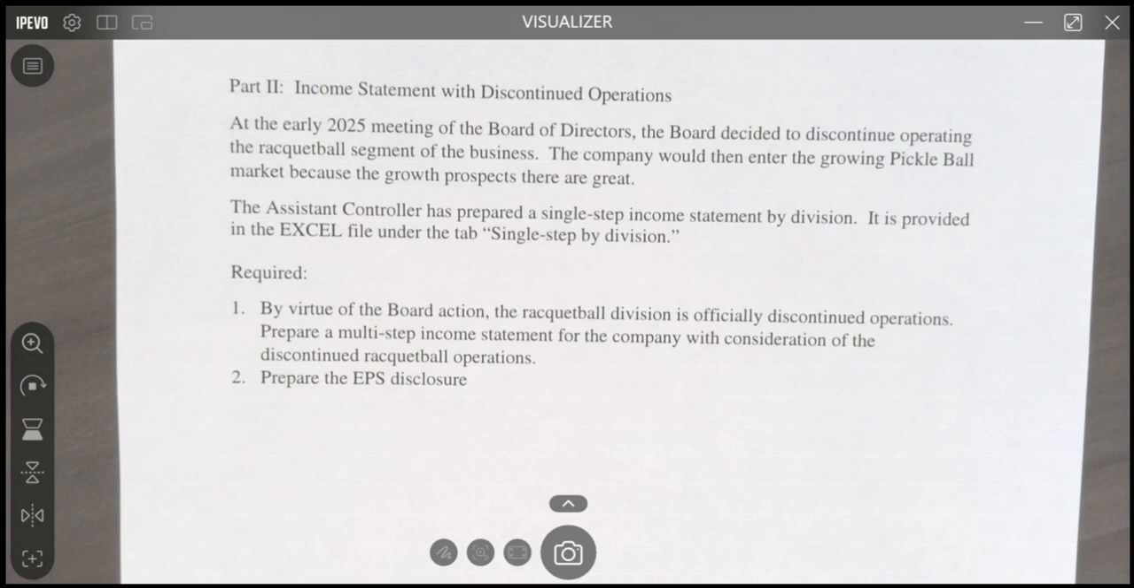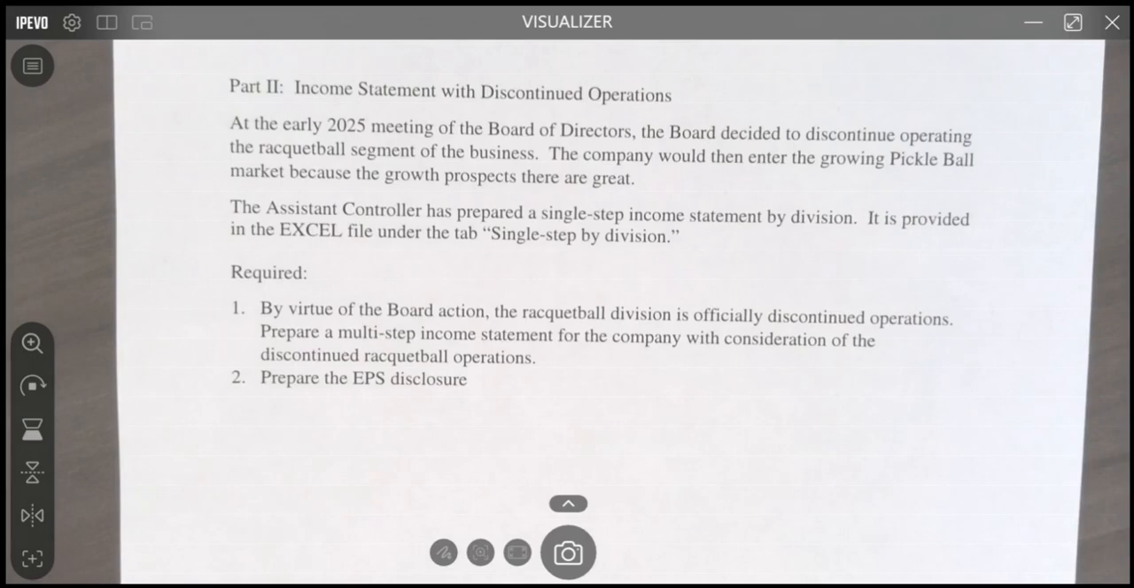At that early January 3, 2025 meeting, the board decided to discontinue operating the racquetball segment of the business. The company would instead deploy resources and enter the growing pickleball market because the growth prospects are great. You could kind of see this coming, given that they weren't deciding to advertise the racquetball division, but hopefully they don't have to lay anybody off. They're just going to deploy everybody to concentrate on pickleball.